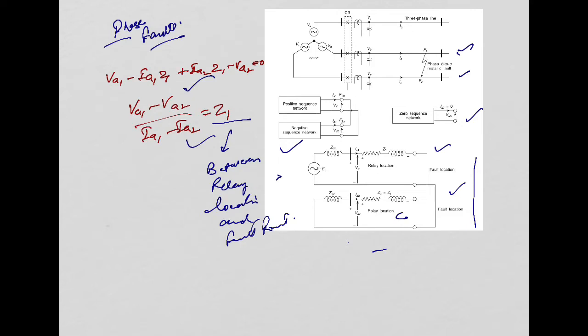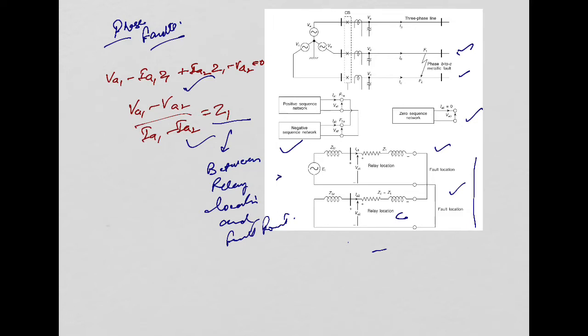However, the sequence components of voltage and current are not readily available at the relay location, that we already know. Instead, the line voltages and currents are readily available. Now we can manipulate the line voltage and current to get the desired sequence components.